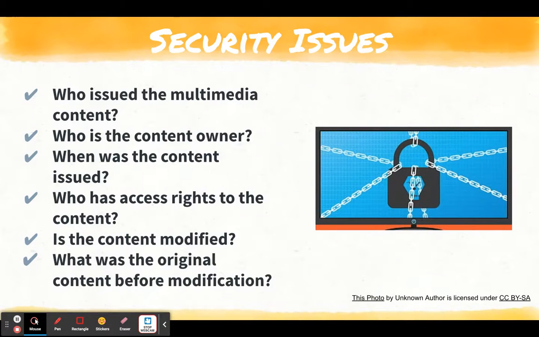Some security issues. There are always security issues no matter what you do or what area you're in. You want to consider some questions. Who issued the multimedia content? Who is the content owner? You also have to think about copyright. When was the content issued? Who has the access rights to the content? Is the content modified? Did someone else take it and modify it for their use? And what was the original content before the modification? You want to think about all those items when you are doing something in multimedia.